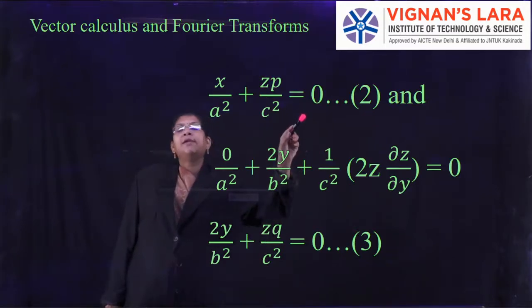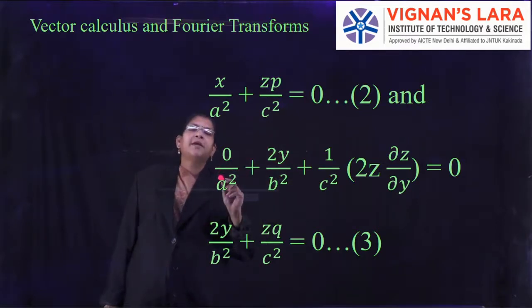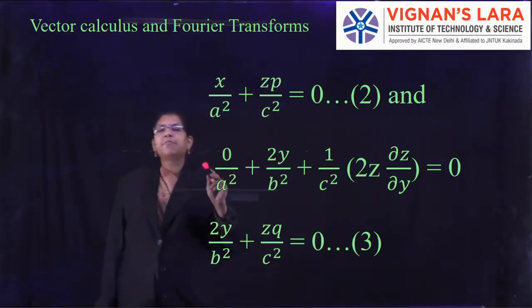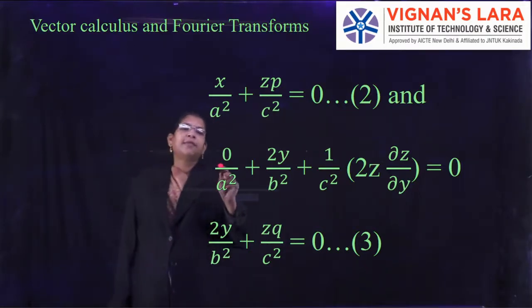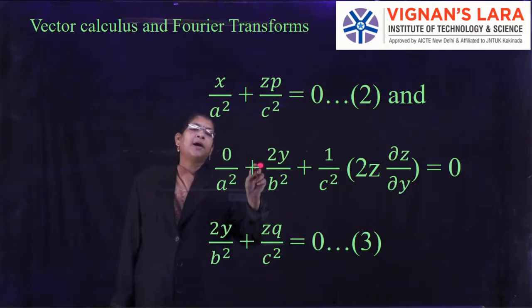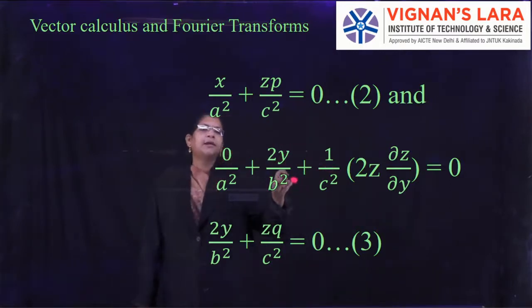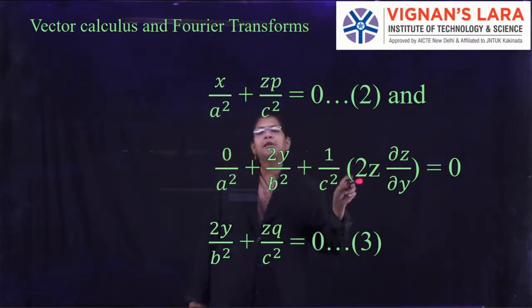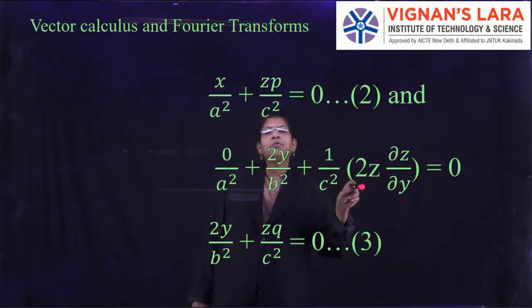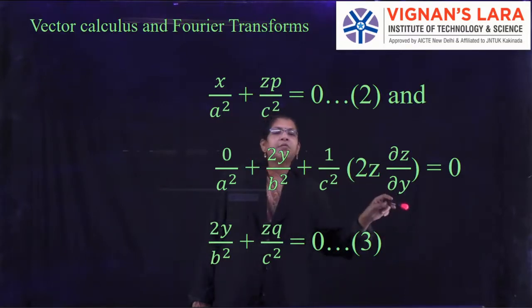Now we will differentiate the same equation 1 partially with respect to y. If we are differentiating partially with respect to y, x square is a constant. What is the derivative of x square? 0. 0 by a square. Plus what is the derivative for y square? 2y divided by b square. Plus 1 by c square into what is the derivative for z square? 2z into dou z by dou y, which is equal to 0.